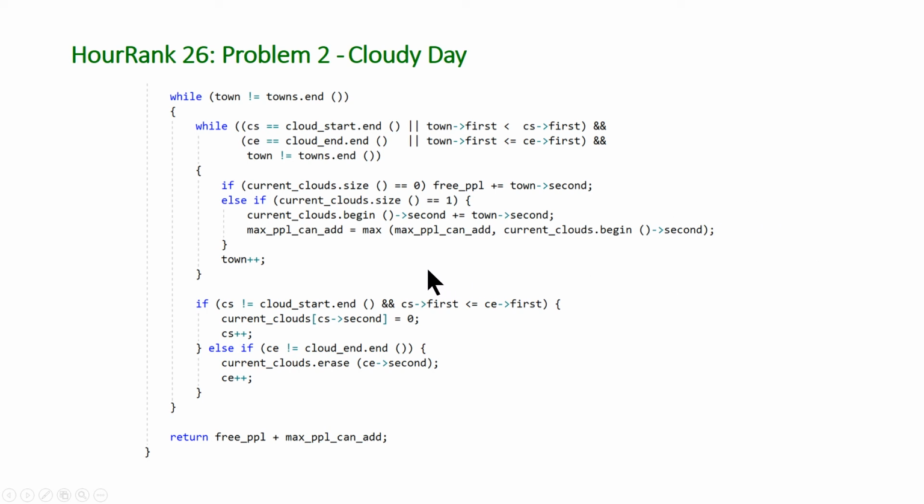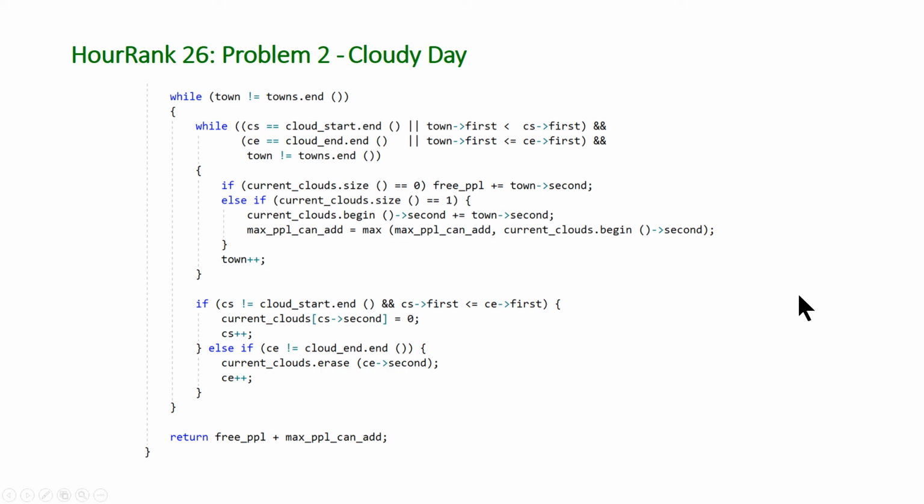And we continue to do this until we need to process a cloud. Once we hit a cloud that needs to be processed, first we are looking at clouds we need to add. If we need to add a cloud, we insert it using the bracket operator, setting the current value to 0 because we don't have any towns under it at this point. And then we do a plus plus on that iterator. And if we have the end of the cloud that we need to process, we are just going to erase that iterator. If we continue to do this, we will end up with the correct values for free people and the max people we can add.